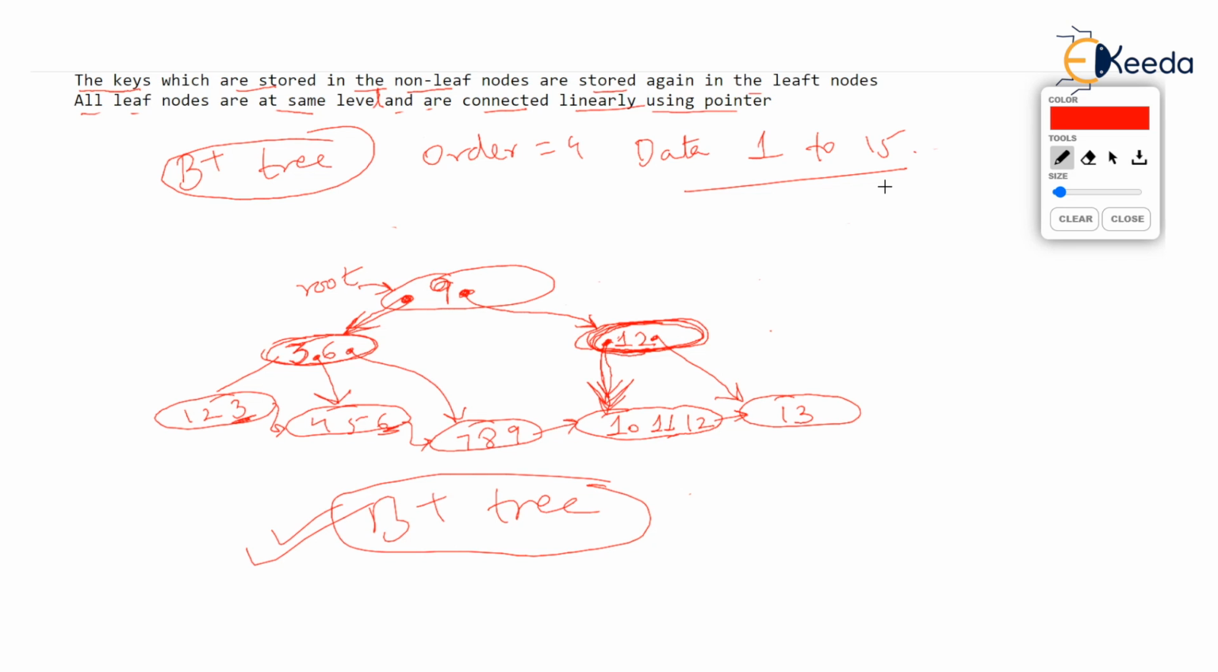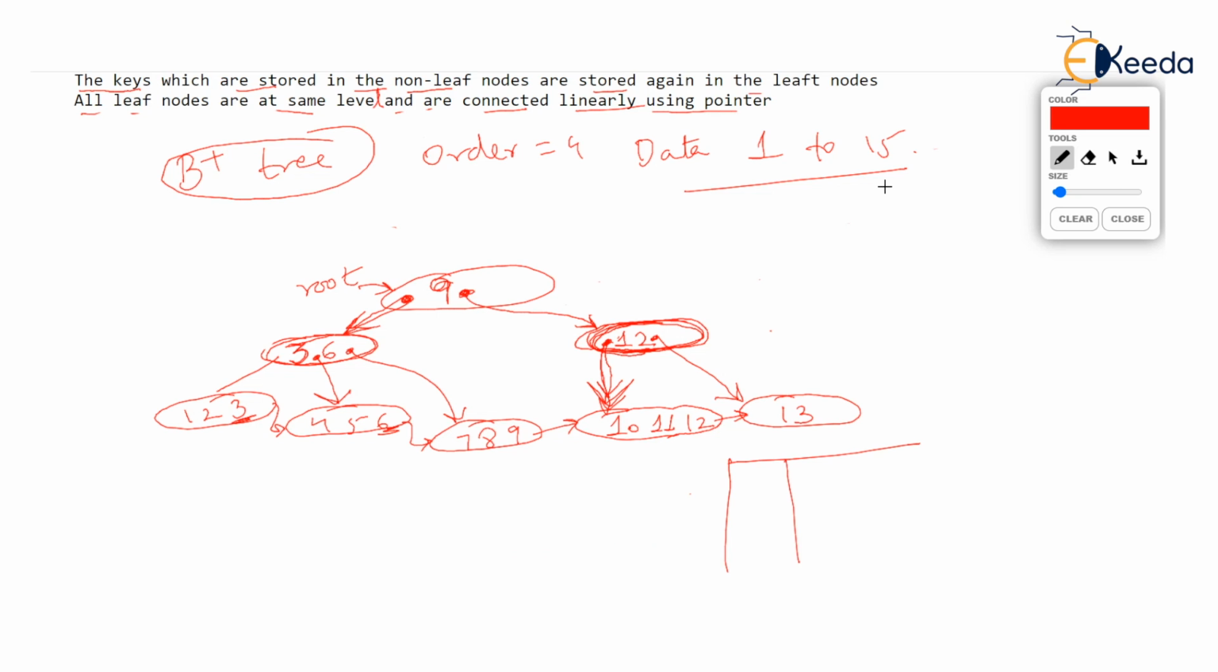Now just imagine this 9, 3, 6, 12, 1, 2, 3, all these numbers are roll numbers of the students. So in our application, we have a student database, and the student is actually a table. It's a table of records where we have stored the roll number of the student, name of the student, and maybe marks scored by the student in the test. So this is a very simple table which contains data of many students.